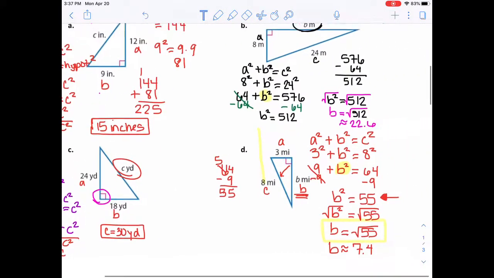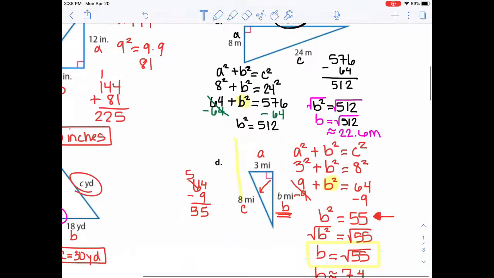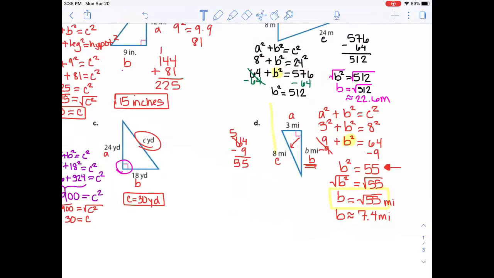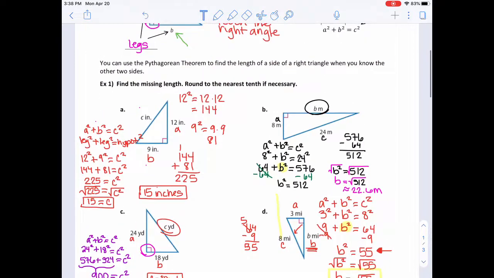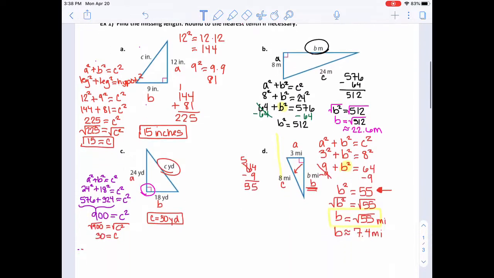We have inches, we didn't put this one here, so this one would be 22.6, why don't you make sure you put that into your notes too, meters, or square root of 512 meters, and then this one would be square root of 55 miles, or about 7.4 miles. Okay. Always good to put your units in there. Okay, so this is how you use the Pythagorean theorem to solve for a missing length of a right triangle.